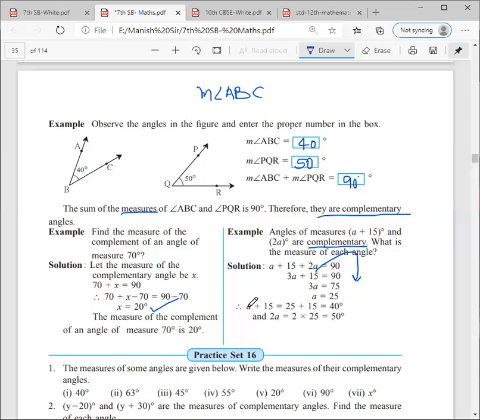And very simple, say this. The first angle is A plus 15. So we have taken A plus 15. A is 25, and 15 is as it is. 25 plus 15 is 40 degrees.